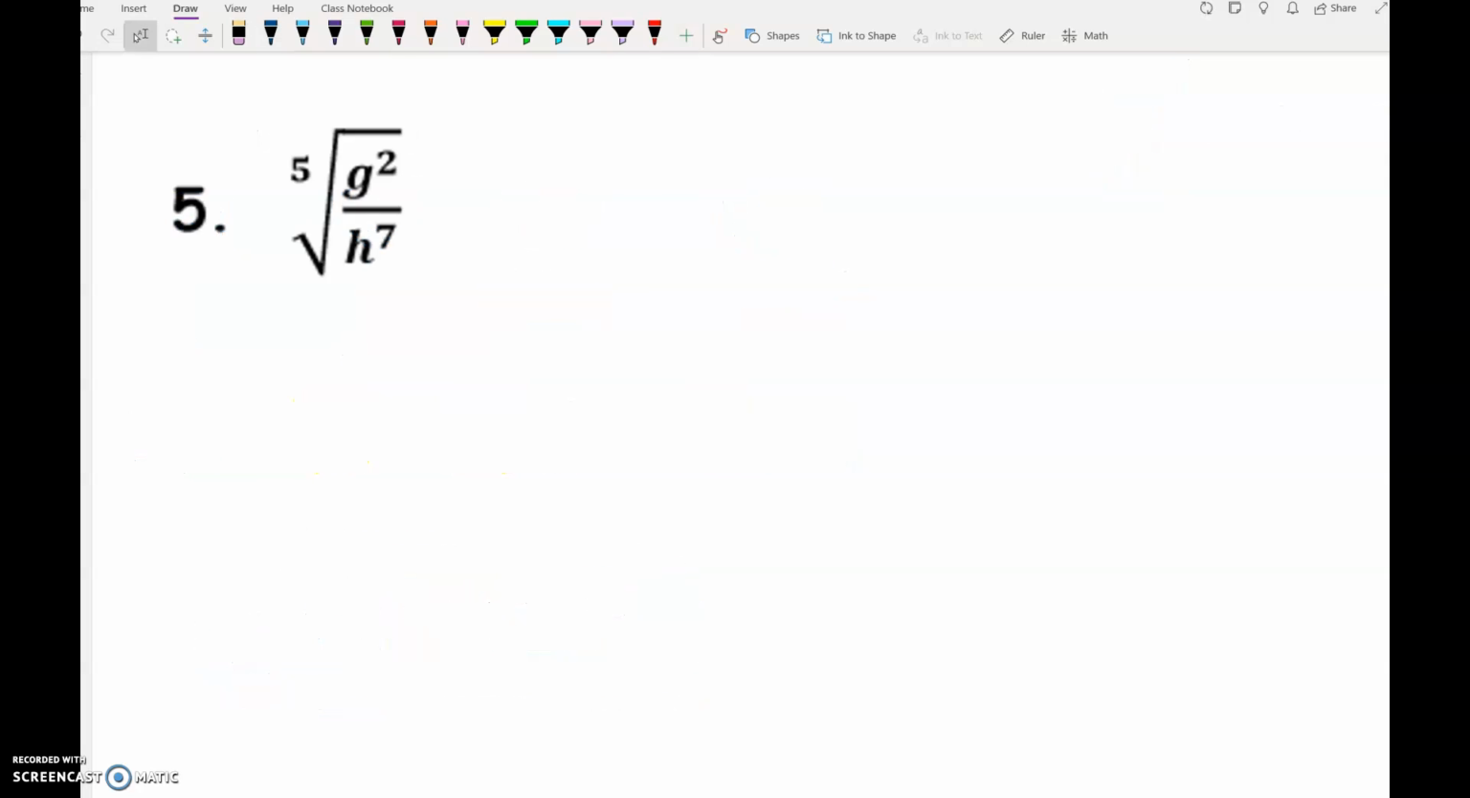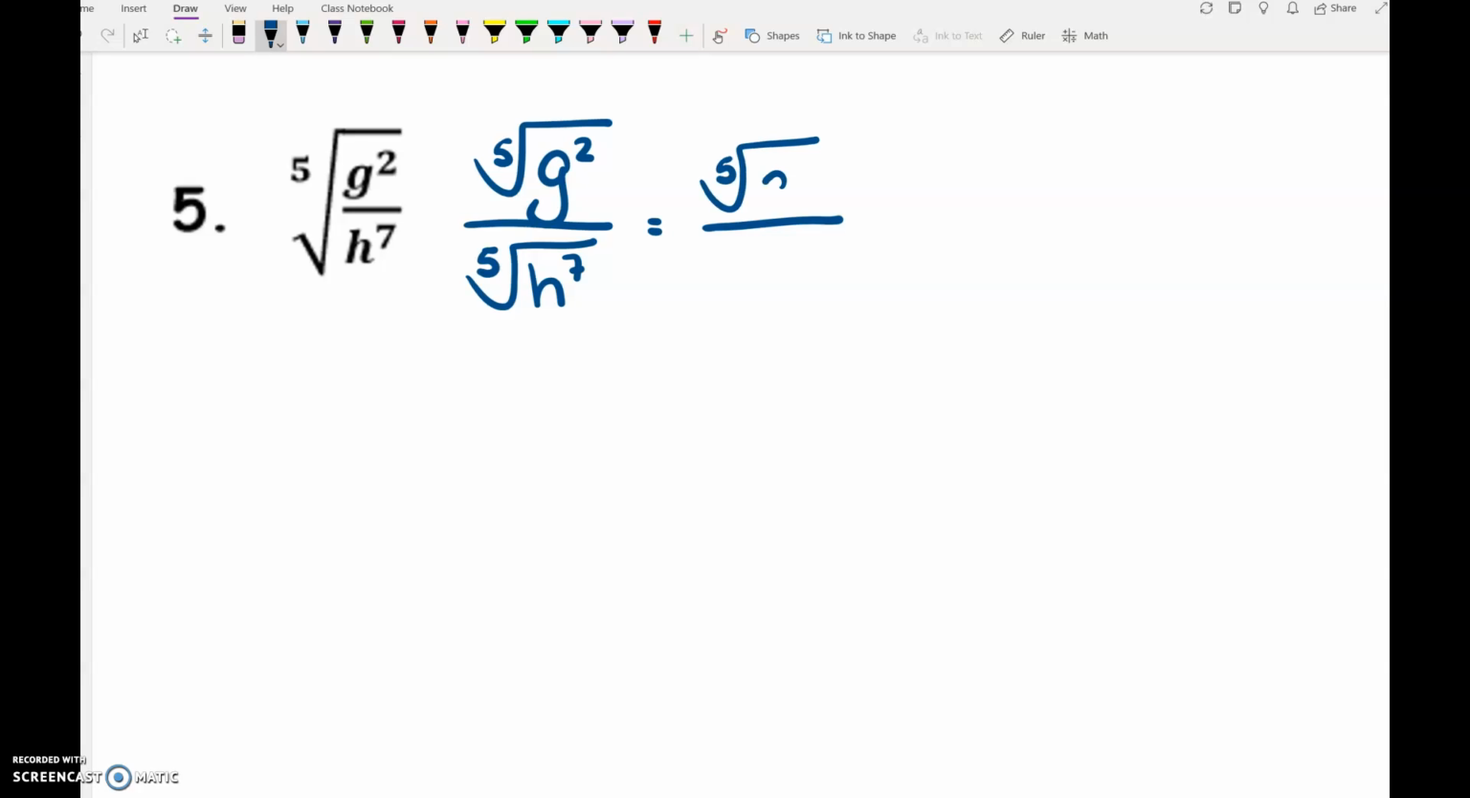Using what we know about the properties, we can split this into the 5th root of g squared over the 5th root of h to the 7th. And now let's simplify what we've got. How many groups of 5 are there in g squared? Are there any full groups of 5? No. So we're going to keep this 5th root of g squared. Sometimes you can't simplify it, and that's totally fine.